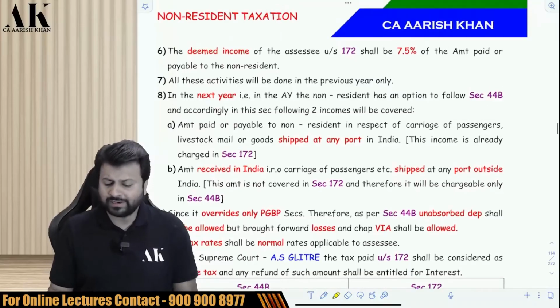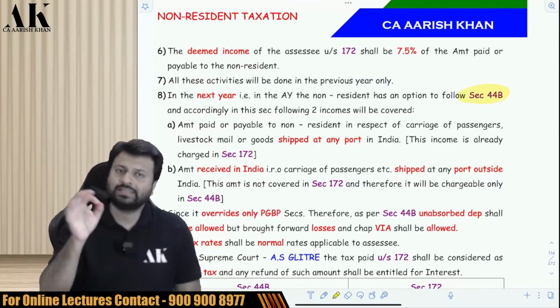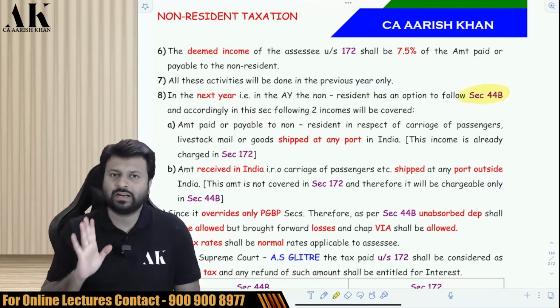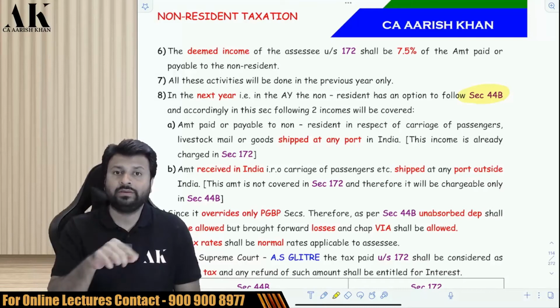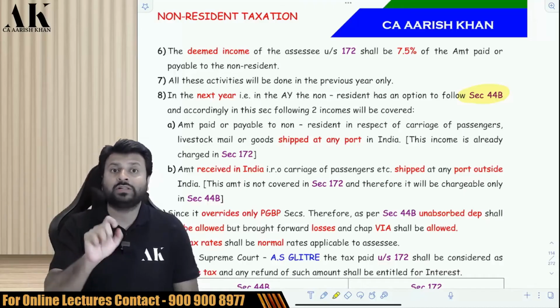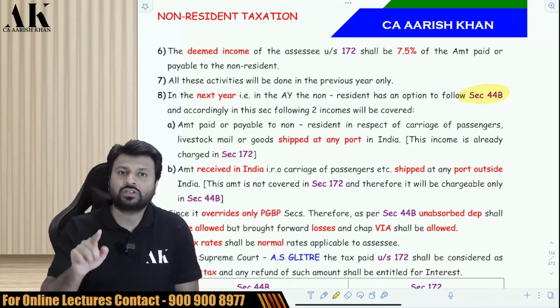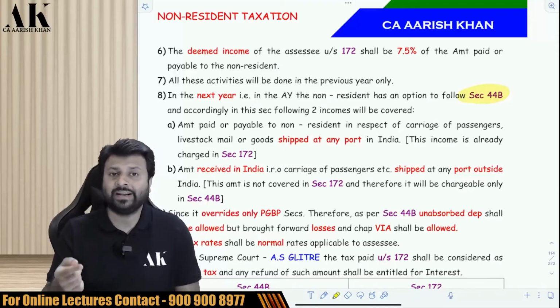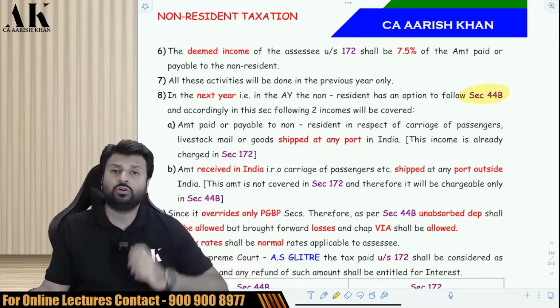You have an option under 44B, under which you can show the income as 7.5%. No PGBP deductions will be allowed. But in 44B, you will be allowed set off of loss, and you will be allowed chapter 6A deductions. These two deductions will be allowed to you, which were not allowed in 172. Plus here you are going to be taxed at your normal slab rates. Whatever is your normal slab rate, that is the rate which is going to be applicable in your case over here.